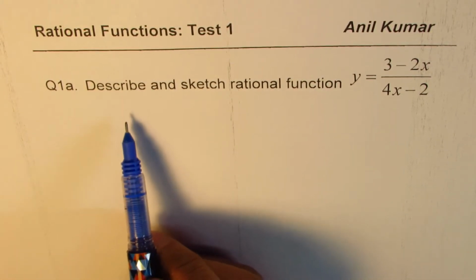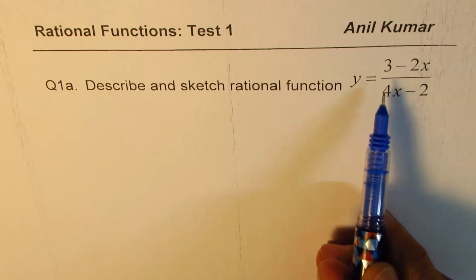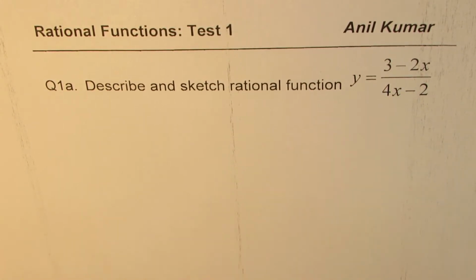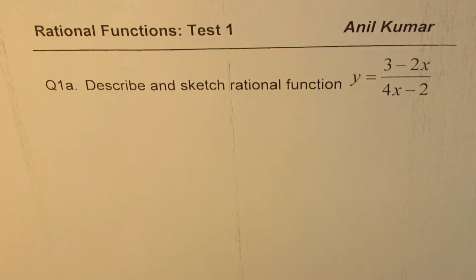The question is, describe and sketch the rational function y equals (3 minus 2x) divided by (4x minus 2). In the next video, I'll take up another kind of rational function, very similar, and will again describe and sketch that function. You can always pause the video, answer the question, and then look into my suggestions.